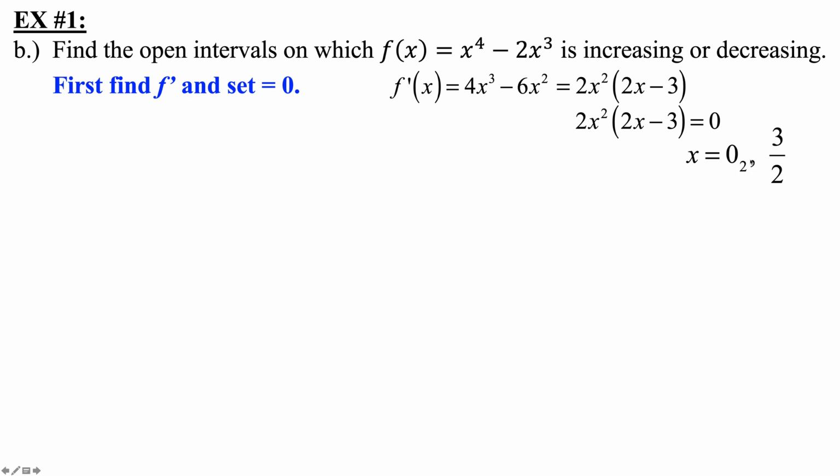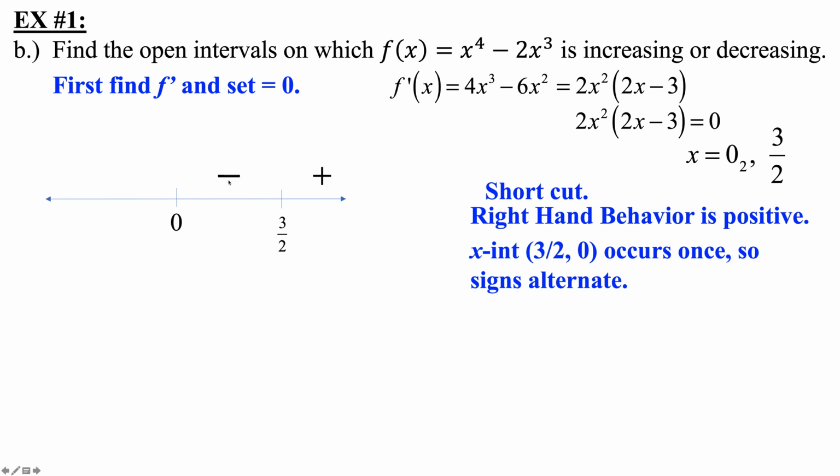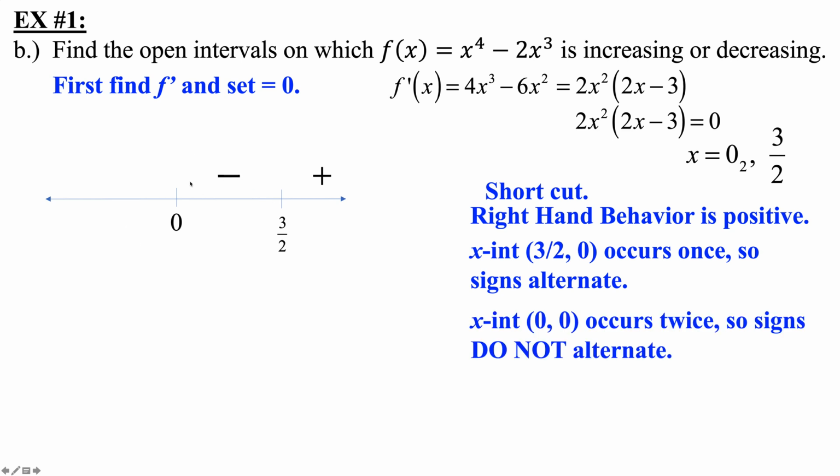Remember how we used to put those little subscripts there to remind ourselves? And we add 3 divided by 2, 3 halves. Make my number line. Now, you might, again, want to put that little 2 subscript here on your graph. That's up to you, just as a reminder. But right-hand behavior, on my f prime of x, I have a positive 4x cubed. That's positive. Then 3 halves occurred once. That's going to be negative. It's going to switch. Now, because 0 occurred twice, there's no alternating sign.